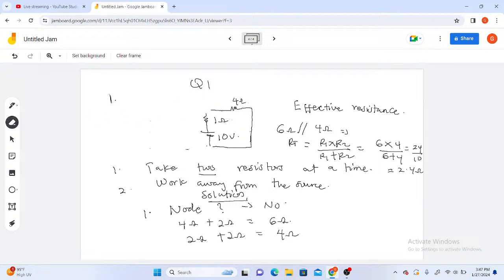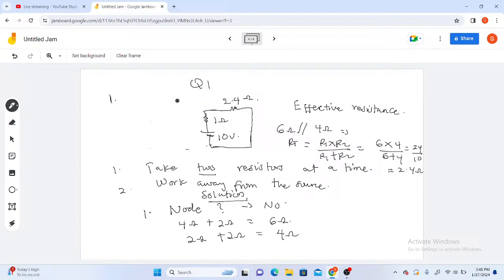So I'll clean it, and at this point, I'll have a simple circuit, but this time around, the 4 will go away, and the 4 will be replaced with 2.4 ohms. So this 4 will be replaced by what? 2.4 ohms. And at this point, my circuit is now simplified.